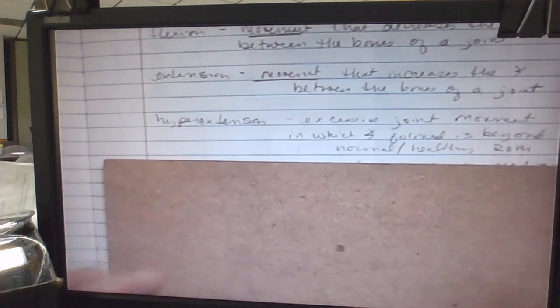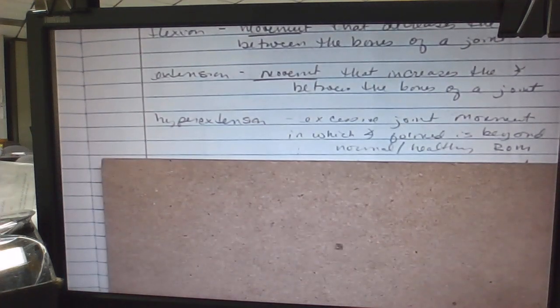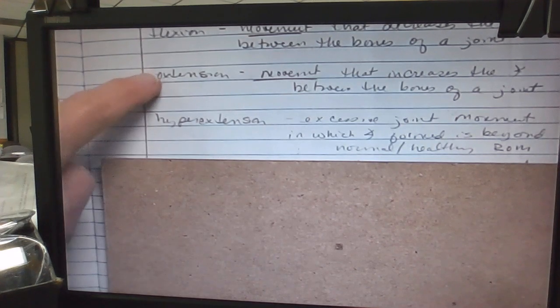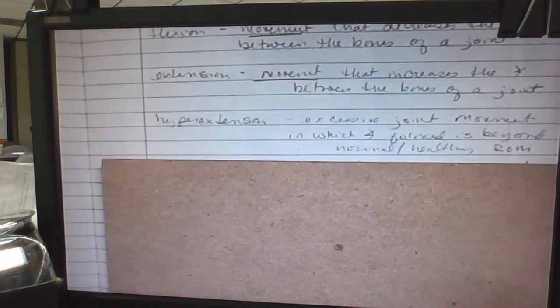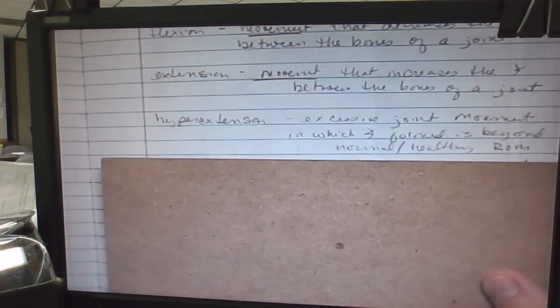Hyperextension. Hyper, once again, is more, is extra. So hyperextension is excessive joint movement in which the angle formed is beyond the normal or healthy range of motion. You extend it past what is comfortable, what is normal, what's healthy.